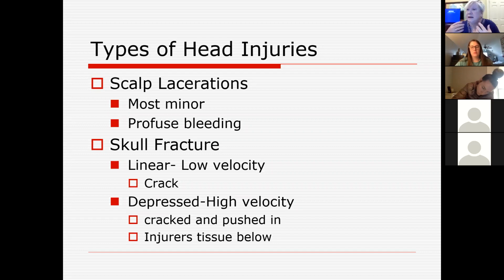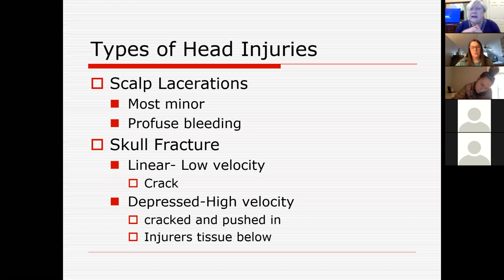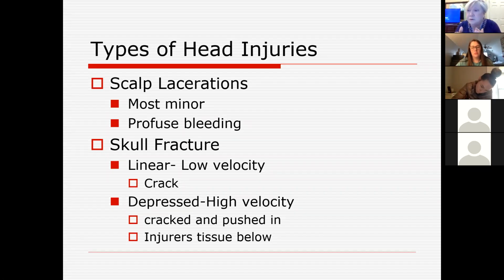After the scalp, you get down to the skull. Typically, linear skull fractures, where you just have a break in the skull, are not so bad. But if it gets pushed in, if it's a depressed skull fracture, what does it do to your box? It makes your box smaller.